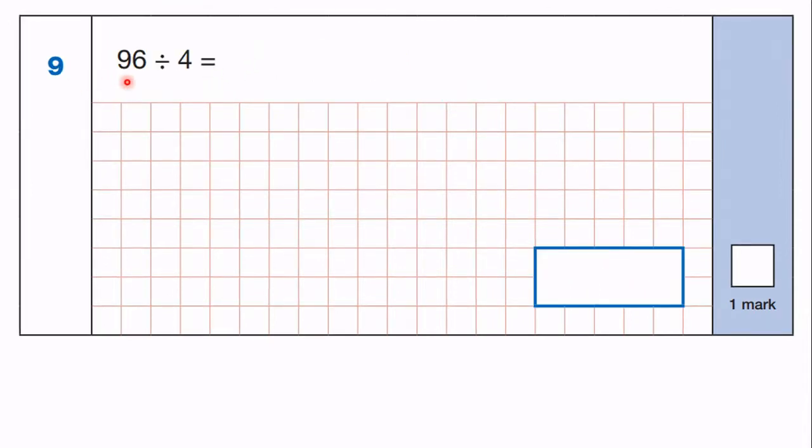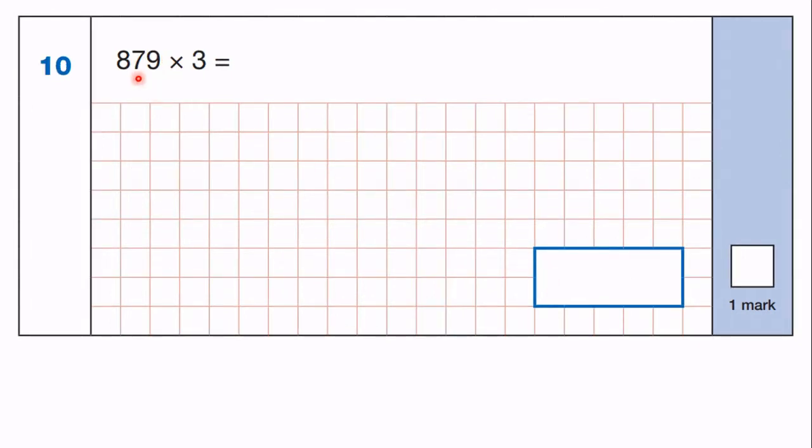Question 9. 96 divided by 4. We can set this out as a short division. 9 divided by 4 is 2, remainder 1, and 16 divided by 4 is 4. So our answer is 24. Question 10.